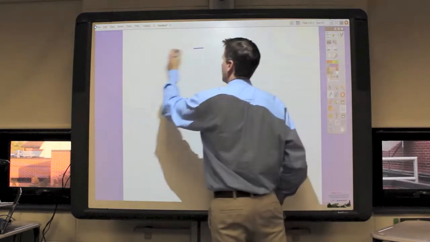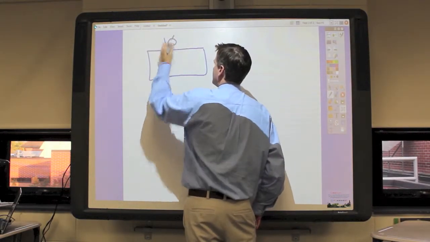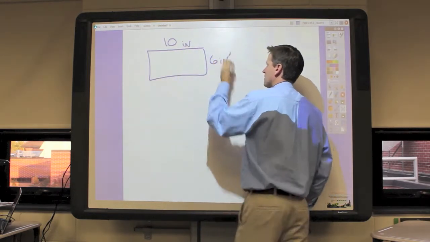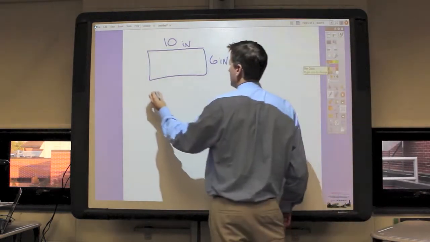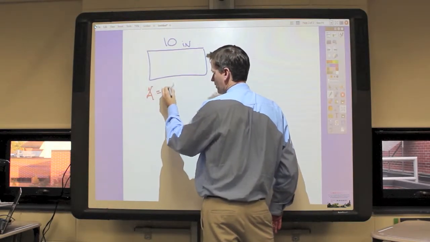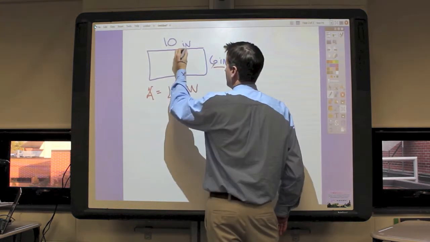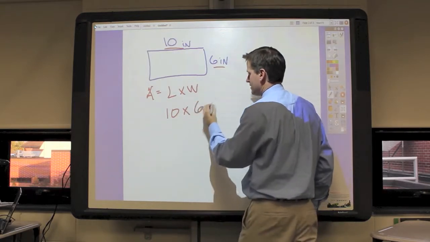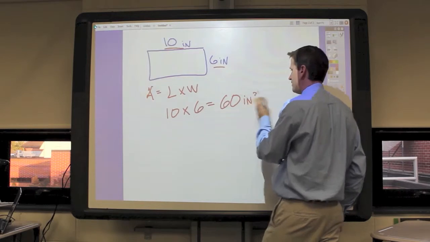Let's say I have a rectangle, and my rectangle is a 10 by 6, and we'll say inches. 10 by 6 inches. Again, area is going to equal length times width. I have my length of 10 times my width of 6. And that's going to get me 60 square inches.